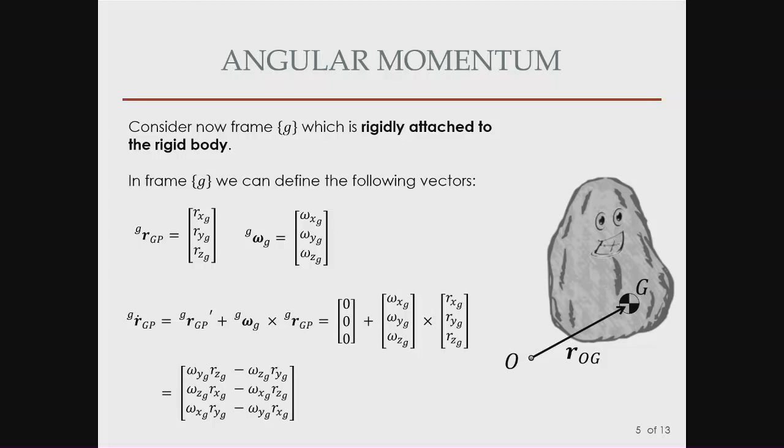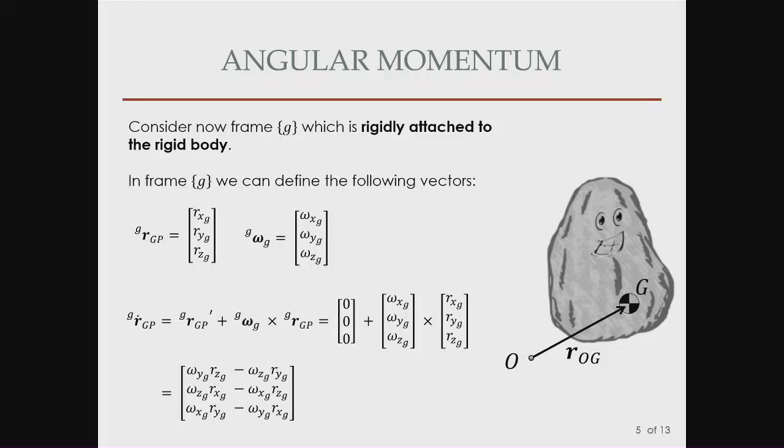The reason you see they are all zeros is because these are constants along the axes of this frame G, which is attached to the rigid body. When they all move together, the point P doesn't stray away from G, as an observer would perceive from this green frame.